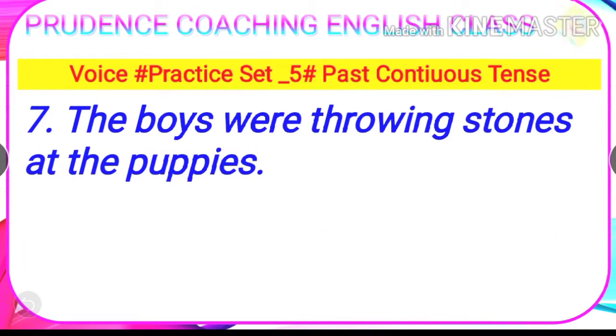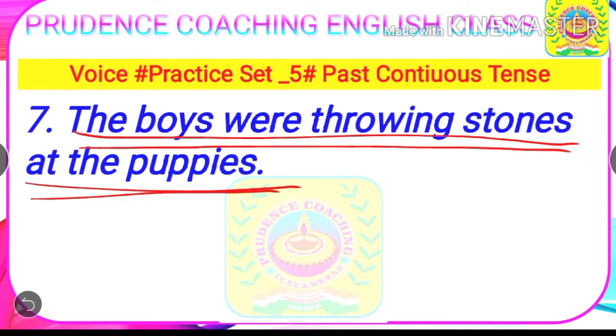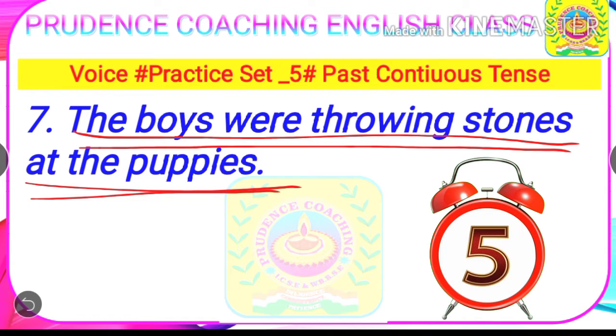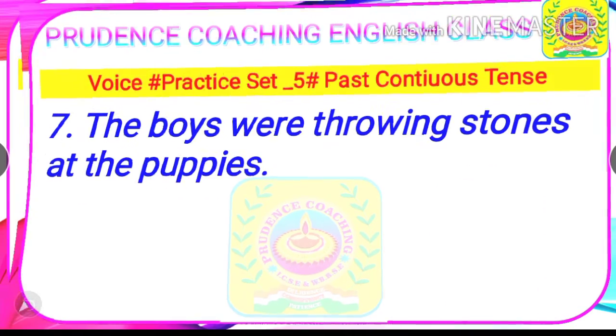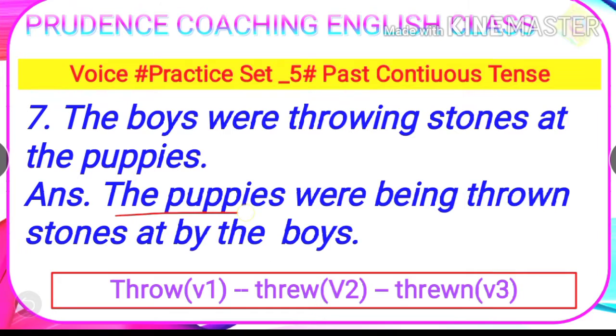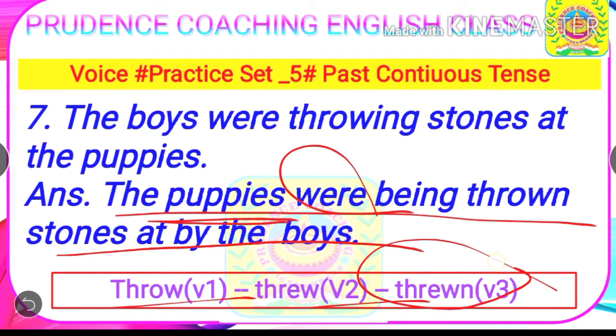Now the next question: the boys were throwing stones at the puppies. I repeat, the boys were throwing stones at the puppies. Your time starts now. Now the time is finished finally. We'll look at the answer. The answer is: the puppies were being thrown at by the boys. Here puppies is plural, so we have to use were. You know the transformation: throw, threw, thrown. So always the verb's third form, or the past participle form, has to be used in passive voice.